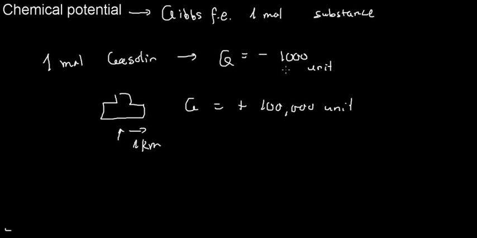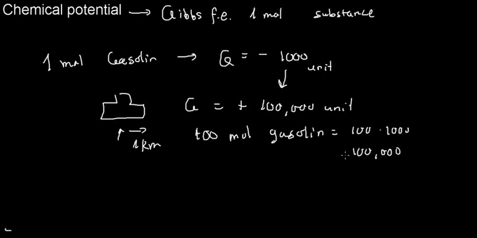And at this point, I can solve for how many moles of gasoline I am going to need to propel this event. Well, I'm going to need 100 moles of gasoline. And why is that? If I have 100 moles of gasoline, and each mole has a negative 1,000 Gibbs free energy, I'm going to have 100 times 1,000, so 100,000 negative units of Gibbs free energy that I can couple with this event. So the idea is basically, how much energy can I get from one mole of substance? That is its chemical potential.